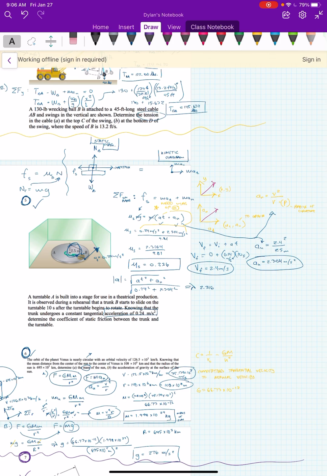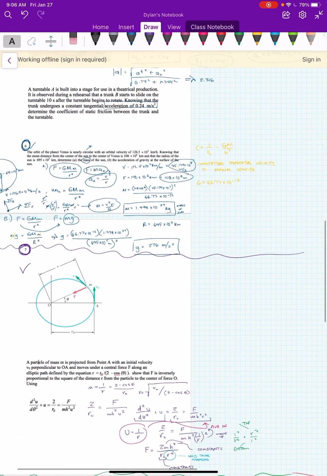However, I did not have my normal acceleration. So I had to use a kinematic equation, v final equals v initial plus acceleration times time, and plug in all of my knowns, and then plug that into my normal acceleration formula, which is in yellow there. And then I could find my static friction. And yes, number 6.